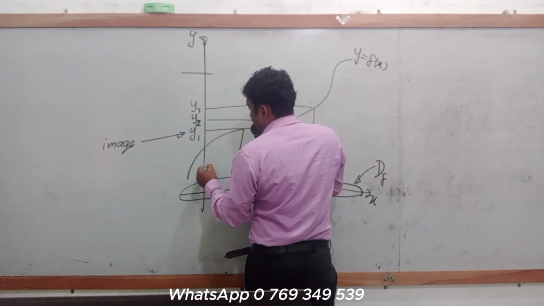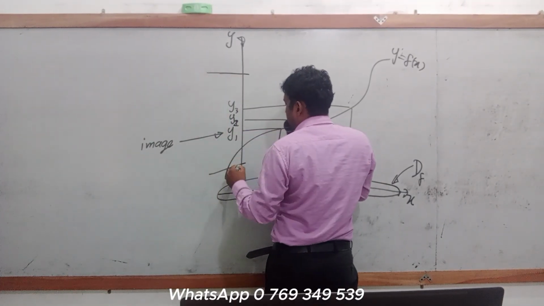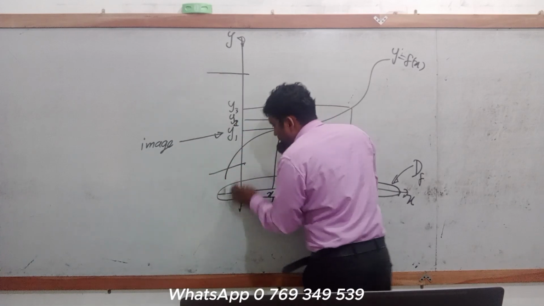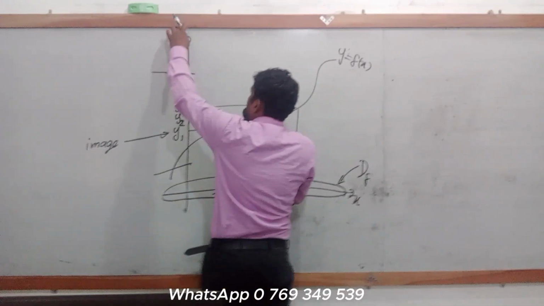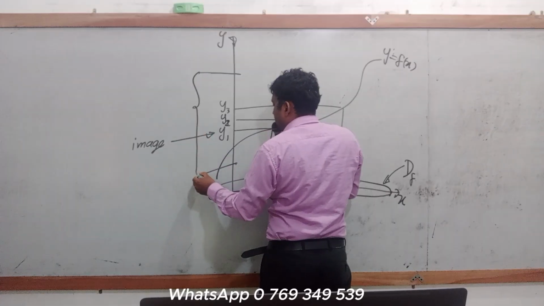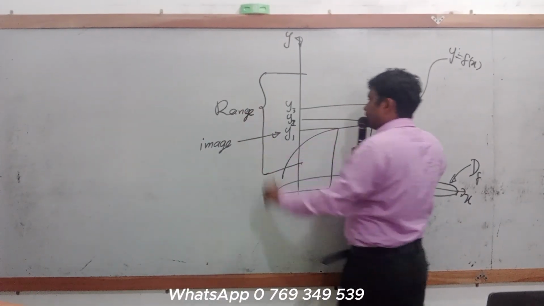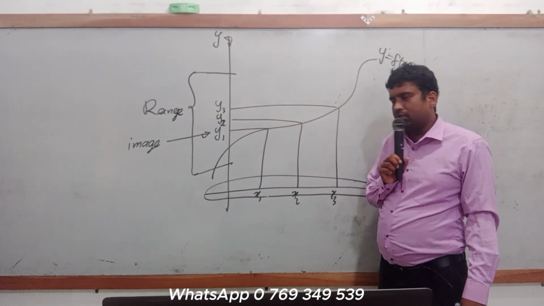We can take that area of the images here to here, right? No images from this area, no images for this area, all images in this area. We can say this is the range, right? This is the range.